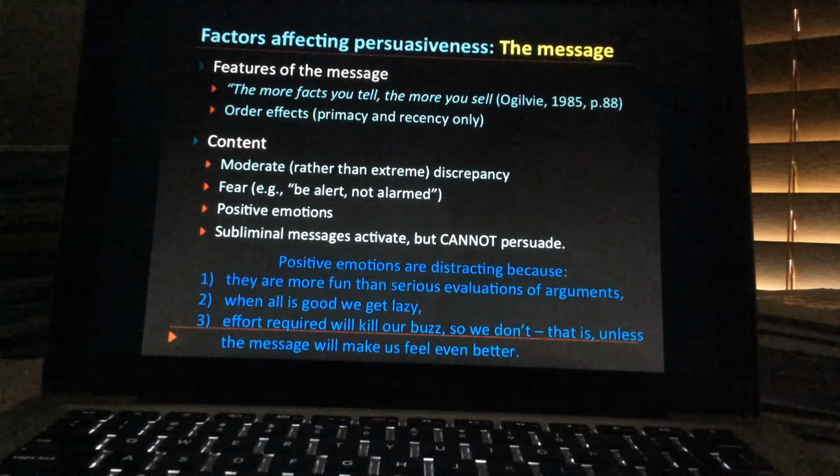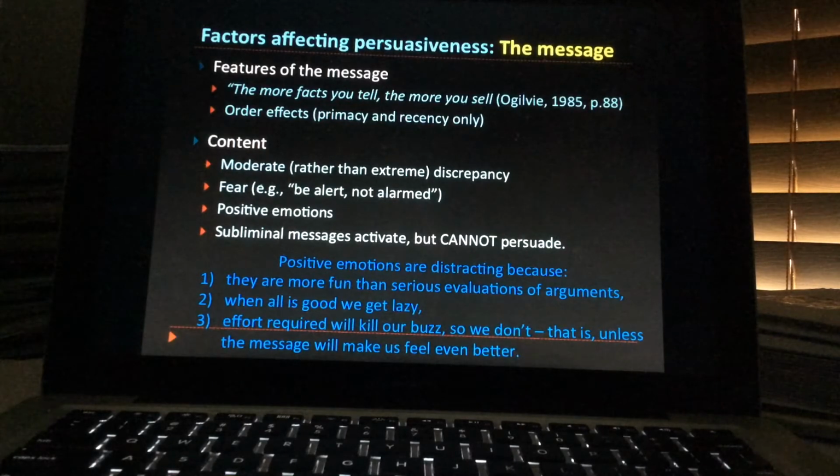Right, I've got here a note that positive emotions are distracting because they're more fun than having to evaluate arguments seriously. And that there is potential effort required in attitude change that would kill the buzz around positive emotions.